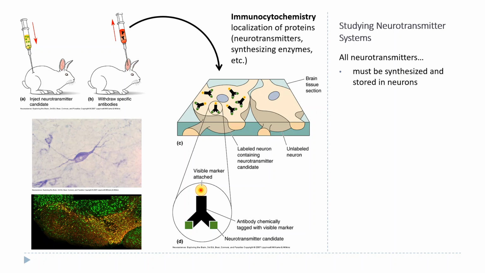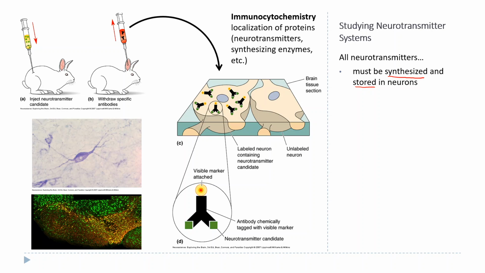So how do you know if a given molecule really is a neurotransmitter and not just a molecule that happens to be found or associated with neurons? There are a few criteria that we use to decide whether or not a molecule really is a neurotransmitter. One criterion is that for a molecule to be a neurotransmitter, it has to be synthesized and stored in a neuron. In other words, it has to specifically be made in the neuron and then stored in synaptic vesicles.